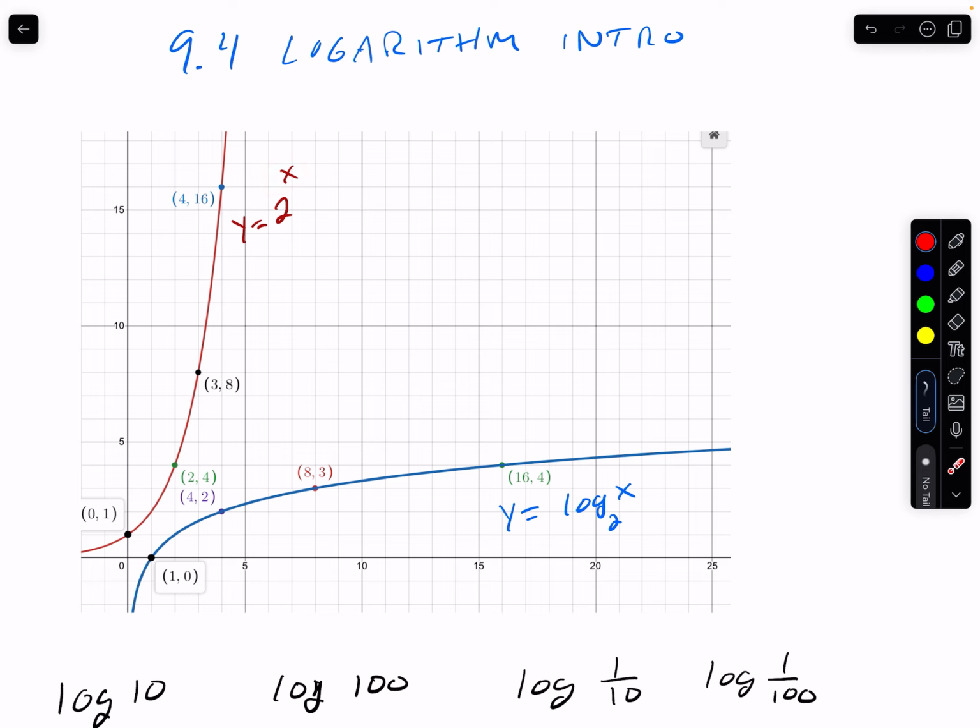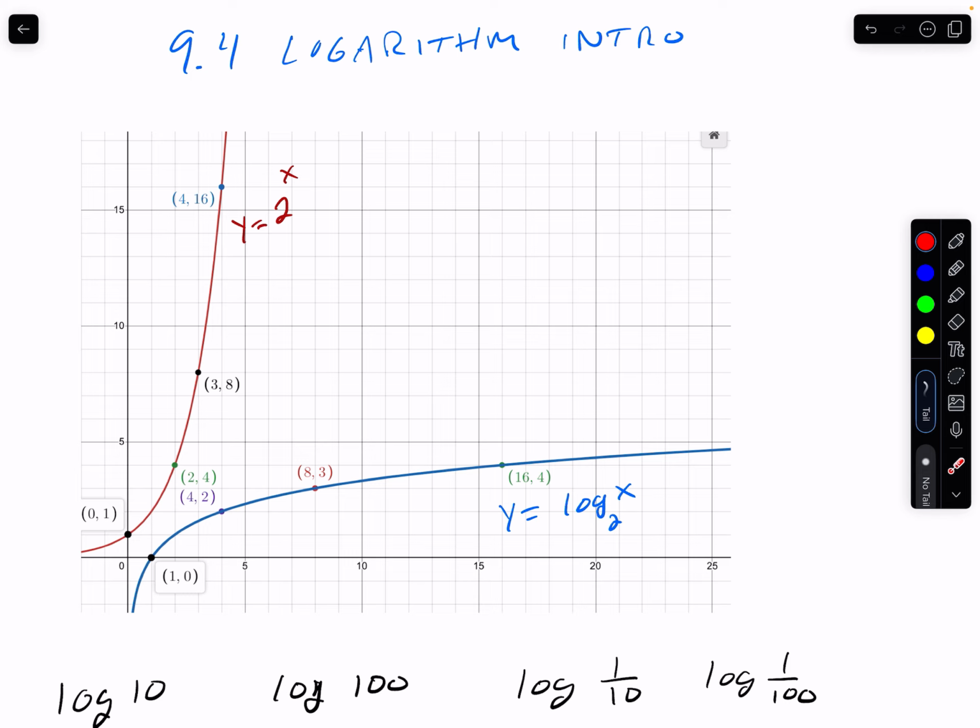First of all, if I raise 2 to the 0, my output is 1. If I've got 2 squared, my output is 4. If I've got 2 to the third power, my output is 8. If I've got 2 to the fourth power, my output is 16. So this is an exponential function. It's going to grow very, very fast. As this number increases, the output's going to increase a lot.